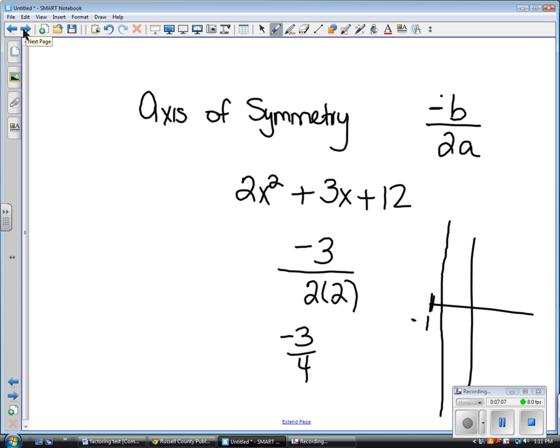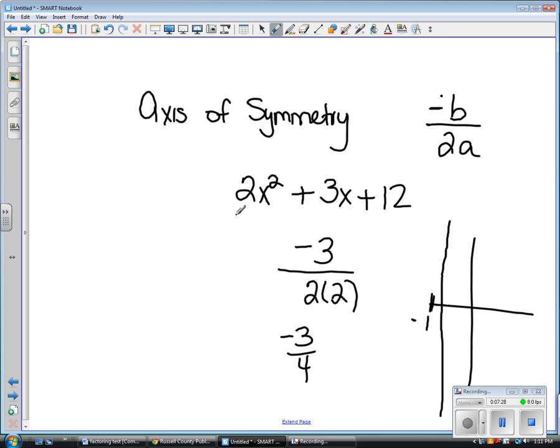Everybody good? Can I scoot ahead? What did you just explain? This right here, if you're going to graph it at negative 3/4, this right here is my axis of symmetry. So wherever my parabola might fall, it's going to be the axis of symmetry. That's going to cut it in half, whether it's going up or down.